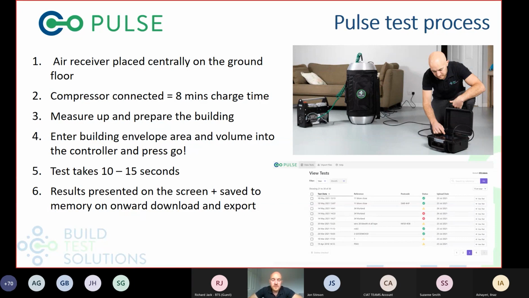You then input your envelope area and volume into the control unit, as shown in the picture there, and press go. The button executes the test, which, as I've touched on, takes 10 to 15 seconds to run through the test and present the measurement on the screen. Those tests are then saved on the control unit.